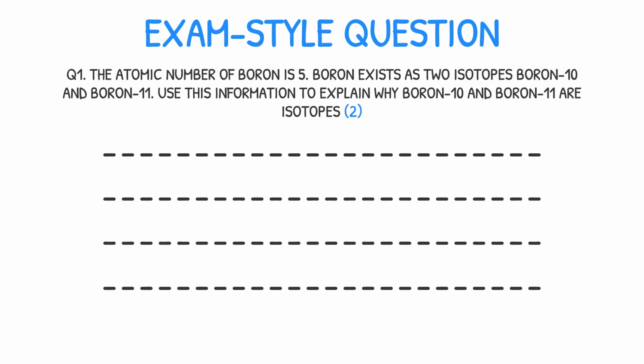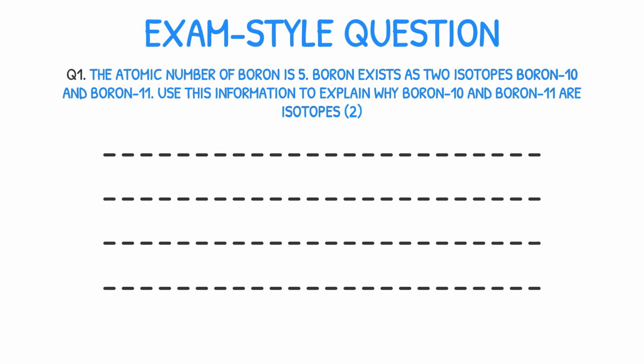As always, it's important that you make use of the information that the question has given you. The atomic number of boron is 5. Straight away, this tells us that the atoms of boron contain 5 protons. Boron exists as 2 isotopes, boron-10 and boron-11. Remember, the numbers that follow are the mass numbers. Use the information to explain why boron-10 and boron-11 are isotopes.